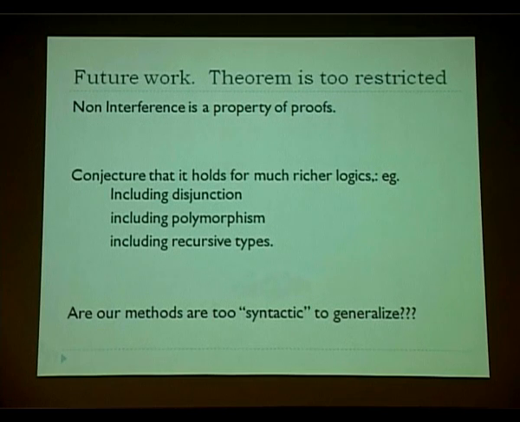We think it holds for a logic which includes disjunction, which is not that surprising. But we also think that it holds for things which include polymorphism, so second-order quantification. And we think it holds for type theories rather than logics, for example, where you have recursive types, right? The reason is that non-interference is a property of proofs. So there's good evidence to suggest that it holds for a richer system. Okay? The methods which I showed you right now are too syntactic to generalize to these things, but we think it's going to work in a bigger context. Okay, thank you.